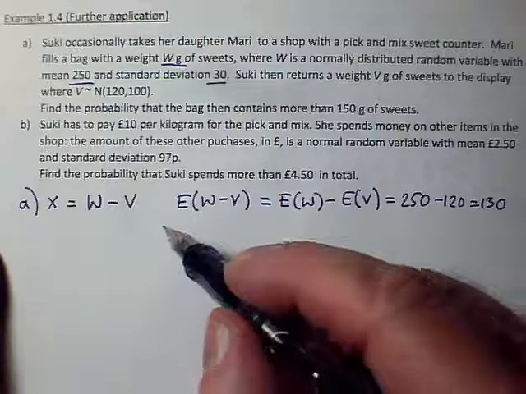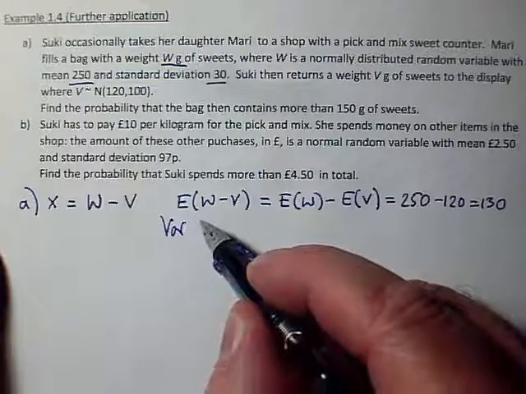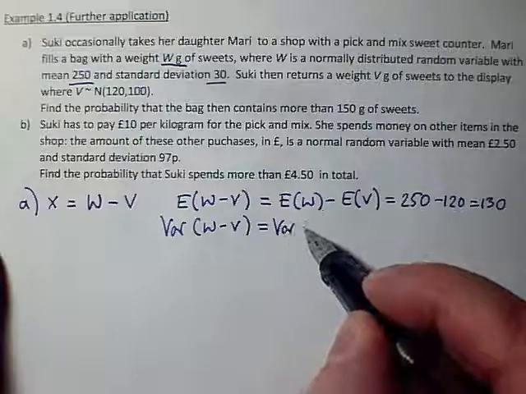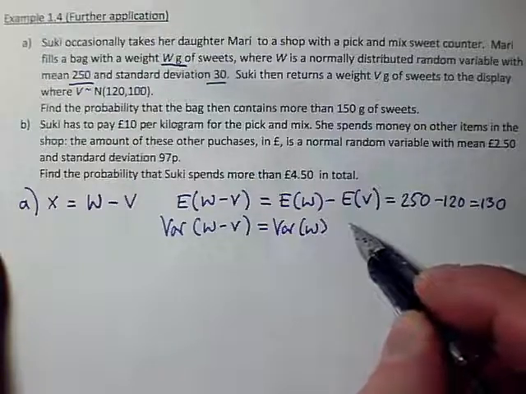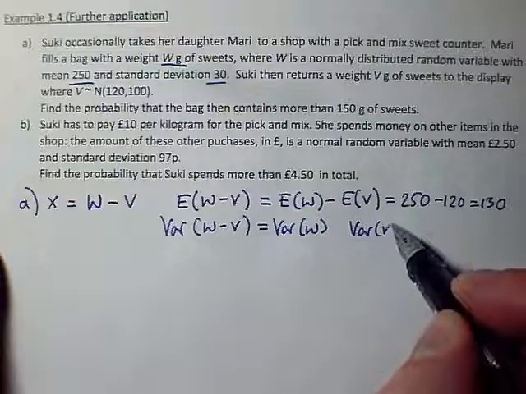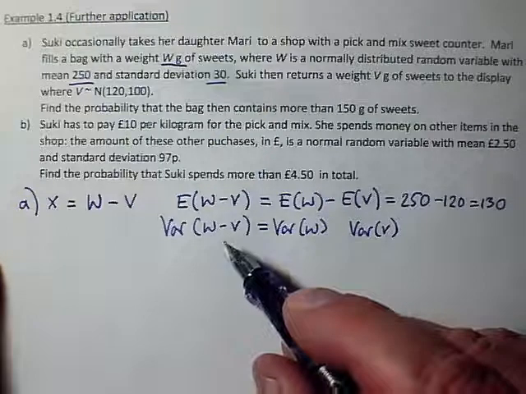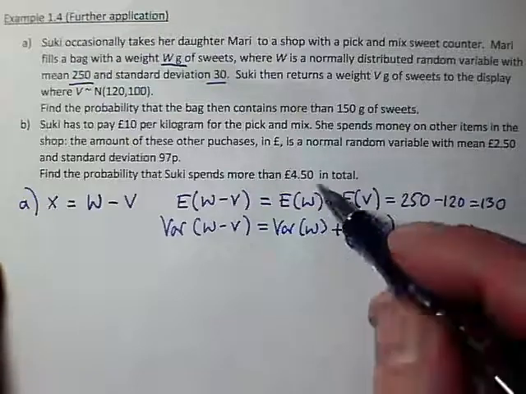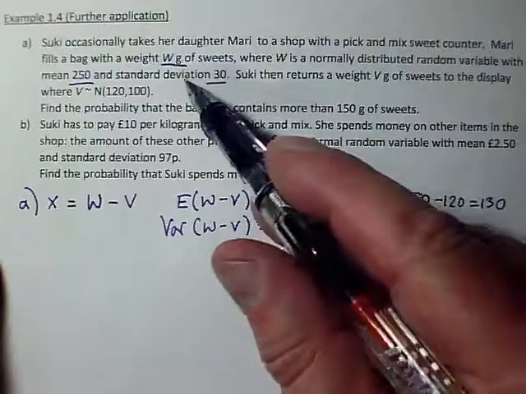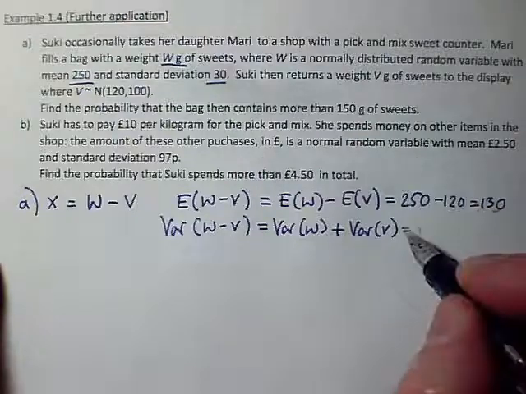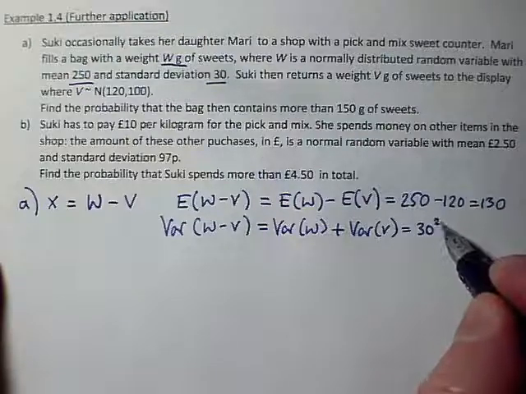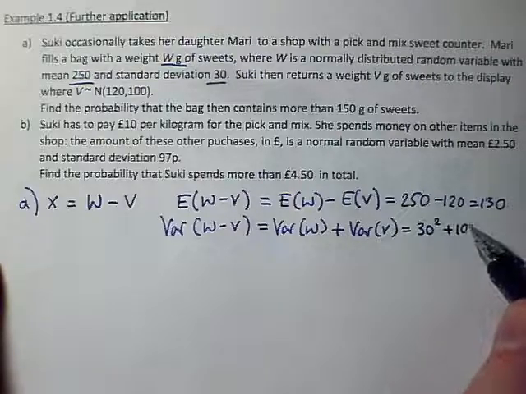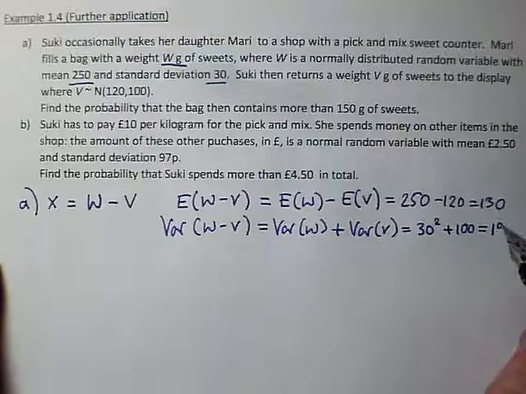And then I've got to do the variance of W minus V. Now, variances you have to think about a little bit more. Yes, it's the variance of W. Yes, it's the variance of V. But when we're subtracting the random variables, we still add the variances. So the variance for W is, 30 was the standard deviation, so it's 30 squared. And the variance of the other one is 100. So 30 squared, which is 900, plus 100. Don't need a calculator, that's 1000.